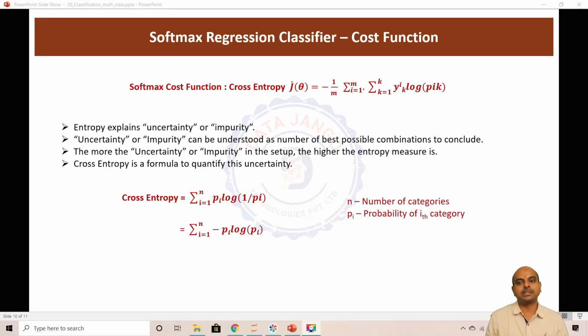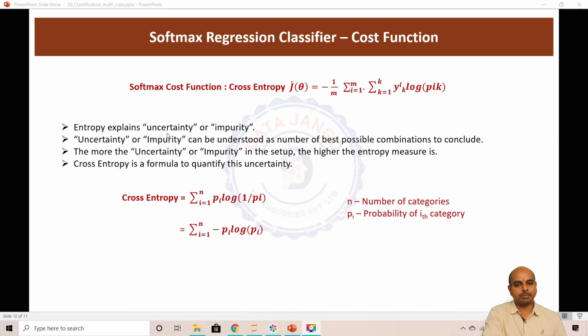The cross entropy is the cost function behind the Softmax regression classifier. Even for logistic regression, the cross entropy is the cost function. Right? If you put k equal to 2 here, you will get the same formula. So let us try to understand what cross entropy is and how it can measure the error and let the algorithm find the best thetas.